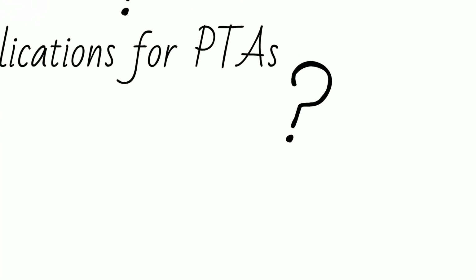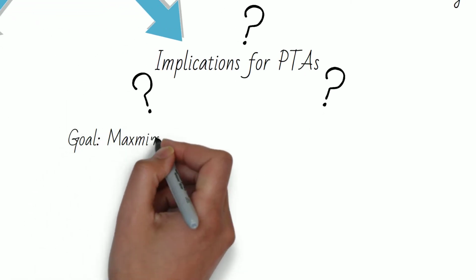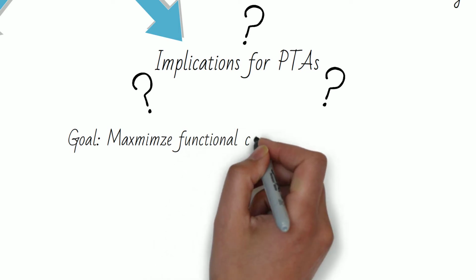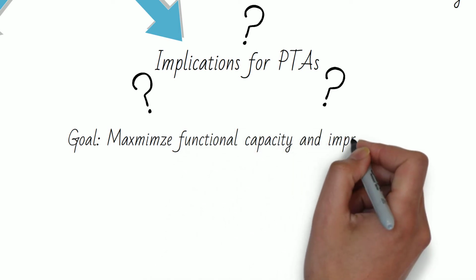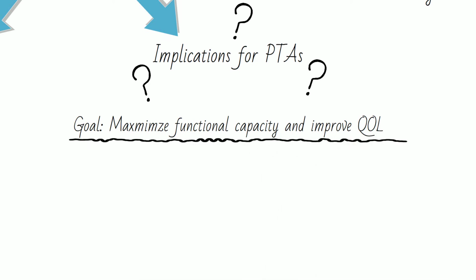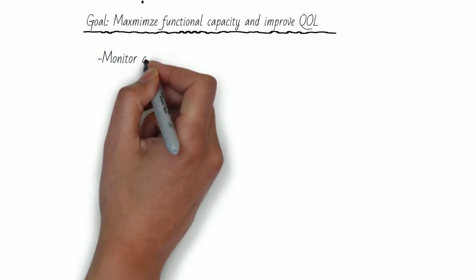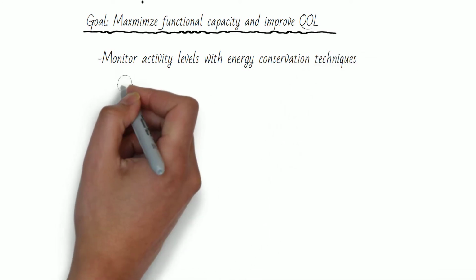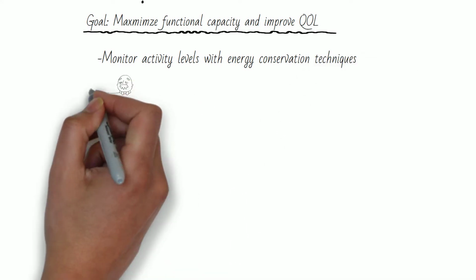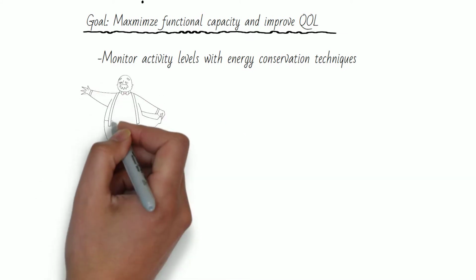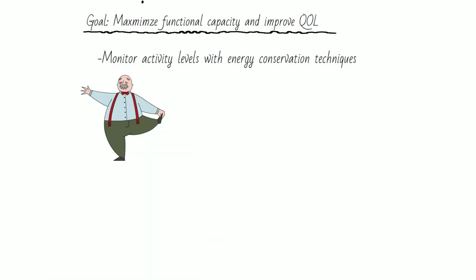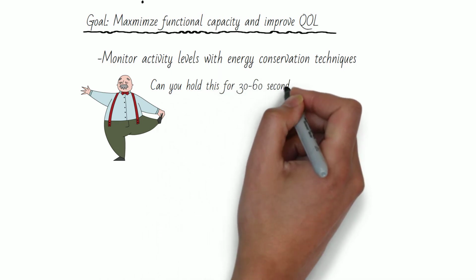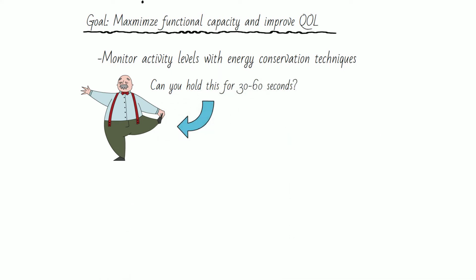So how are we going to address all these clinical presentations, and what does it mean for us as PTAs? For physical therapy, the goal is to maximize their functional capacity and improve their quality of life. For this, we're going to be regulating their activity levels, working on some energy conservation techniques because they do fatigue rather quickly, normalizing their tone, so thinking that most of them are going to be spastic, so making sure that we do a lot of stretching, holding those for 30 to 60 seconds.